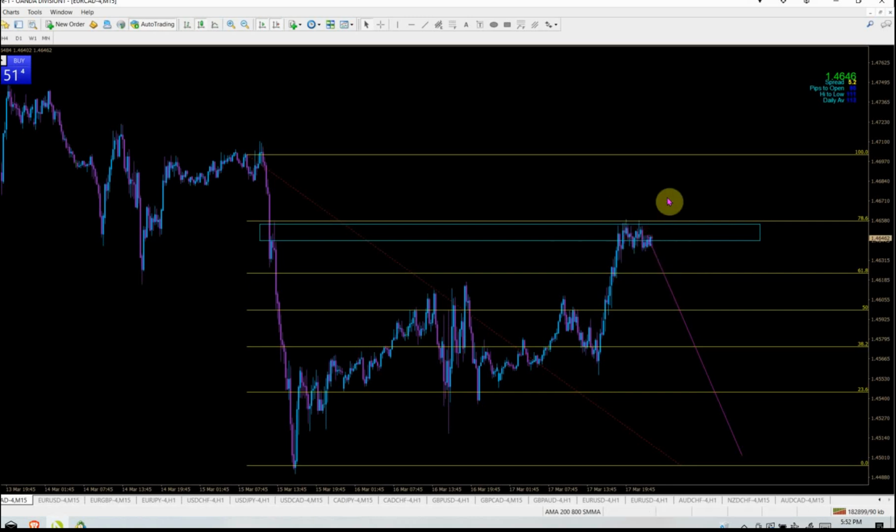Now, could this go further? Yeah, I mean, we could potentially go further up here all the way back to the 100. So I'm not saying this is where I'm going to enter. I'm going to look for some confirmation. But this area right in here is kind of a golden area for me right now.